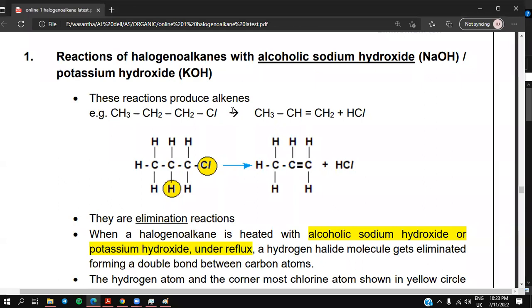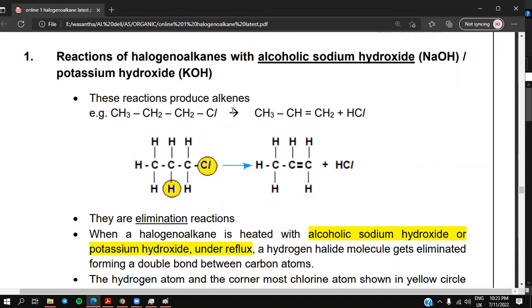We are going to start the reactions of halogenoalkanes. There's a couple of reactions. We will see how these reactions can be used to discuss the halogenoalkane reactions with illustrations for better understanding.